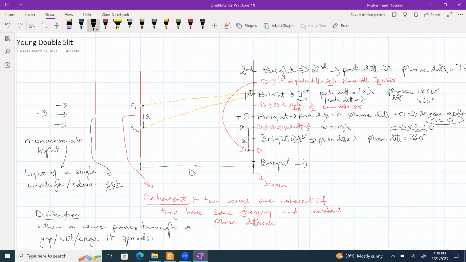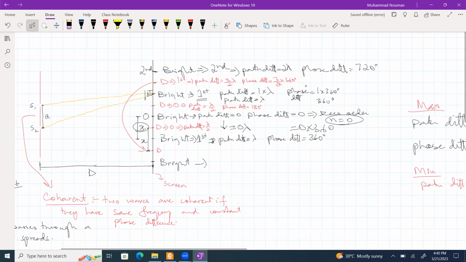Initially, when he started the experiment, two bright fringes were so close to each other that they sandwiched the dark fringe between them, and the dark fringe was not visible. I repeat, two bright fringes were very close initially, hiding a dark fringe in between. So he tried to increase x, the distance between the two bright fringes.